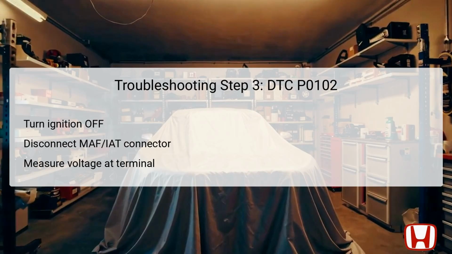With the ignition switched off, disconnect the MAF IAT sensor connector to proceed with voltage measurements. Once disconnected, ensure the ignition is switched to on once more for accurate readings. Utilizing a multimeter, measure the voltage at terminal number 1 of the MAF sensor connector against body ground. The expected outcome here is to find the presence of battery voltage to confirm the integrity of the circuit.